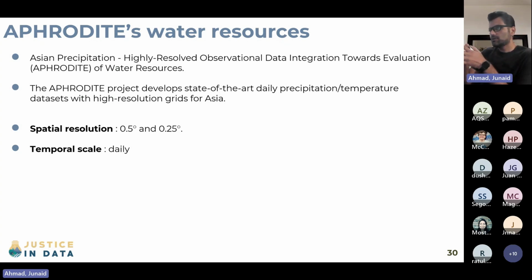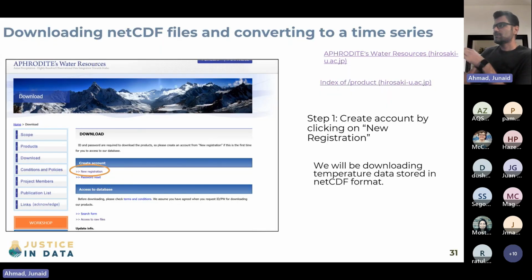So for this example, we will be downloading a netcdf file of temperature from Aphrodite, at 0.25 degree, and that would be a daily data file. So, as I told you earlier, if we are not using Python and you want to download this netcdf file, you will go to the Aphrodite Water Resources website. In order to download data, you can go to its index, where they have stored this netcdf file, and you can simply download it manually from the website.